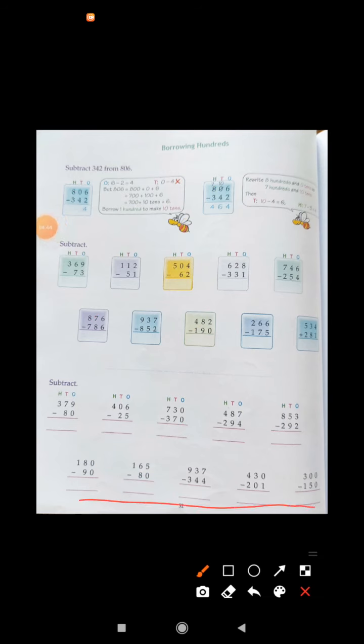Now students, listen carefully. This part you will do in homework and this one. In your books only you have to complete.